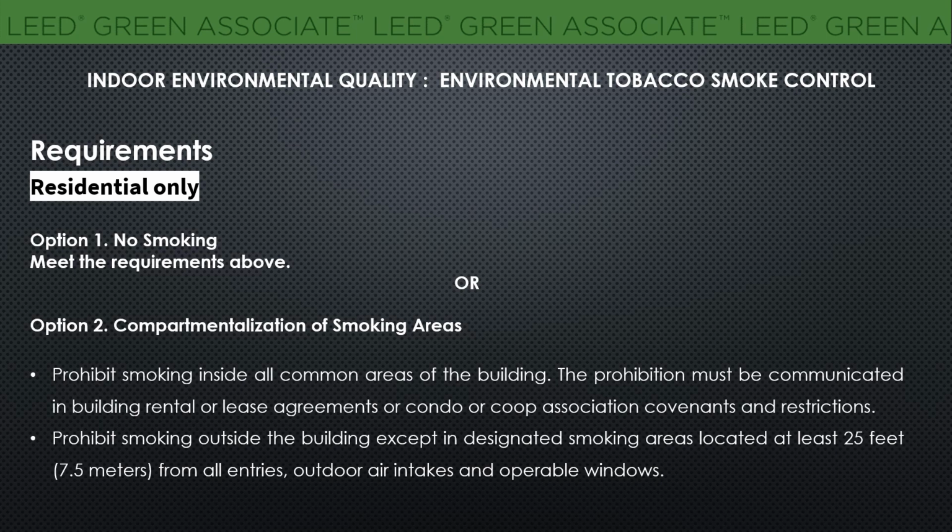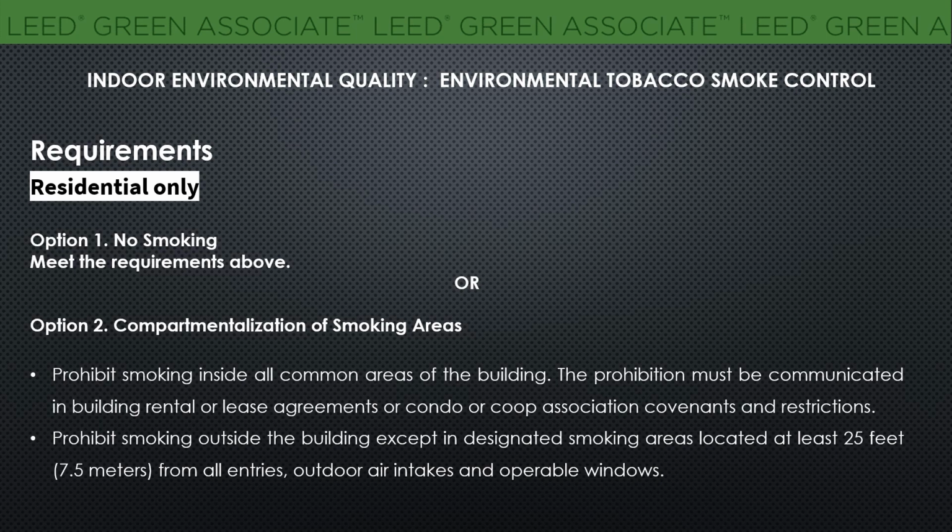Well, there are 2 options for achieving this prerequisite. Option 1 is to meet the requirements which we mentioned on the previous slide. They are like provide designated areas outside the building, and it should be 25 feet away from all entries, outdoor air intakes and operable windows, and also provide signage within 3 meters from the entry, providing the non-smoking policy, etc.